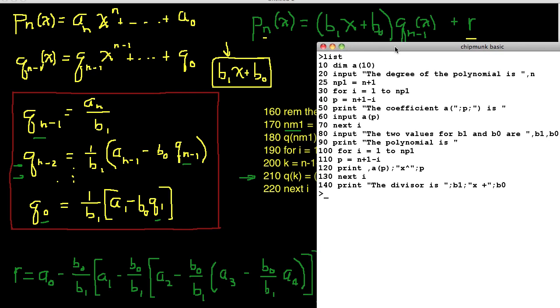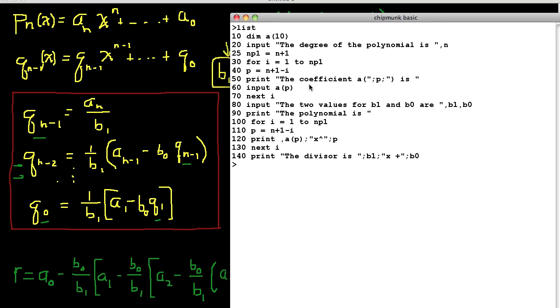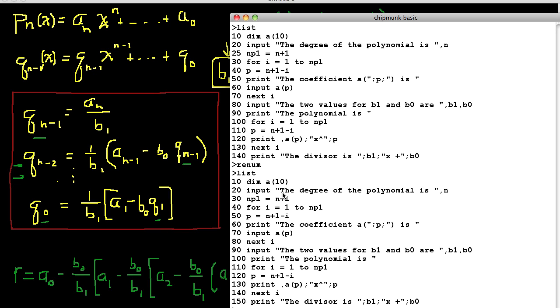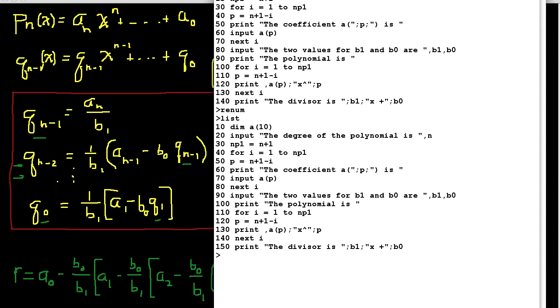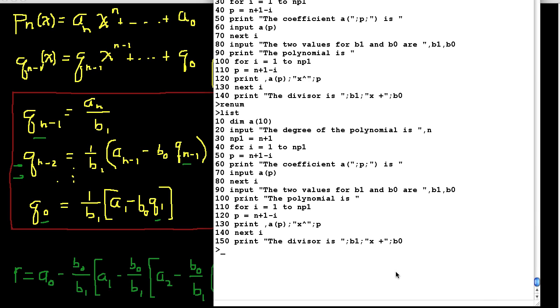We have this, our Chipmunk Basic window. We have this program right in here. Okay, so this is where we left off. Let me renumber this and then list it. Okay, so here's what I have. Pull this up here. And I want to add another variable to hold the Q coefficients.